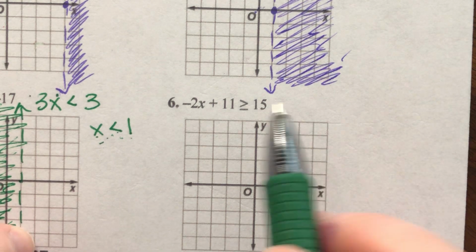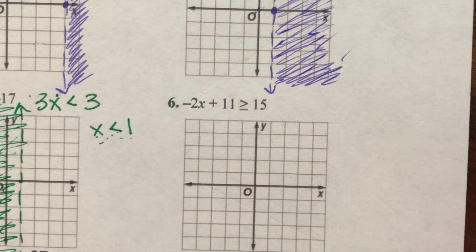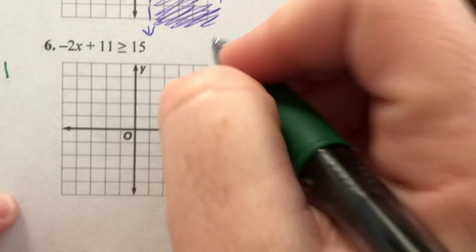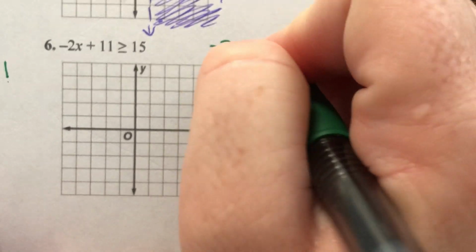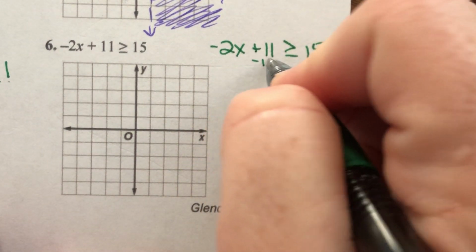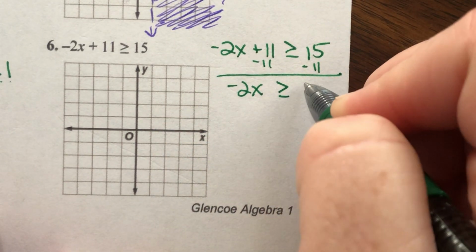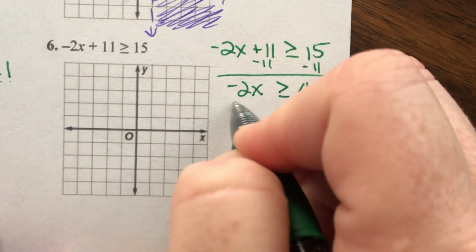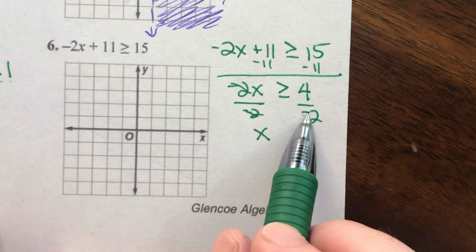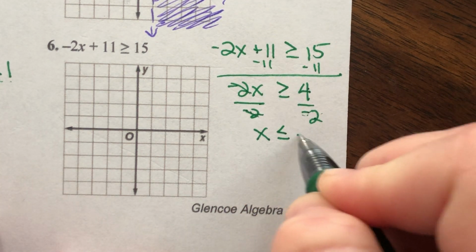Okay, let's see if we can figure this one out. This has a negative sign, so it's going to get funny. Let's see if we can just solve for x, and I'll show you what I mean. It's quicker to do it the other way, but I'll show you what I mean. All right, so negative 2x plus 11 is greater than or equal to 15. Then I want to get rid of the 11. Negative 2x is greater than or equal to 4. And then I divide by negative 2. Since I divided both sides by a negative, my sign switches. 4 divided by negative 2 is negative 2.